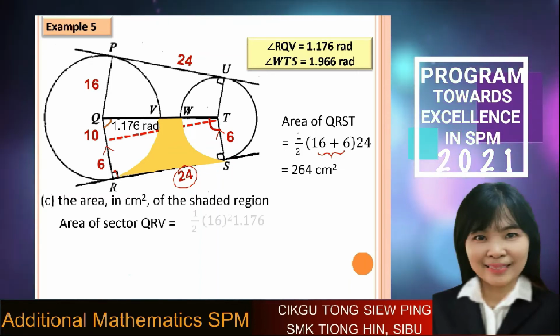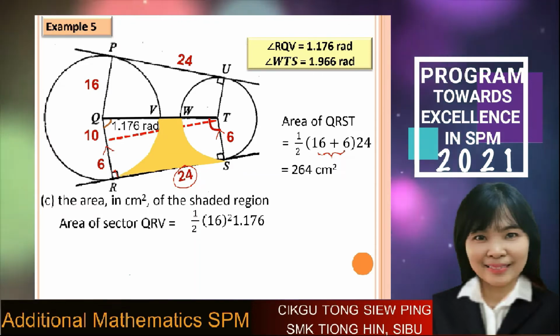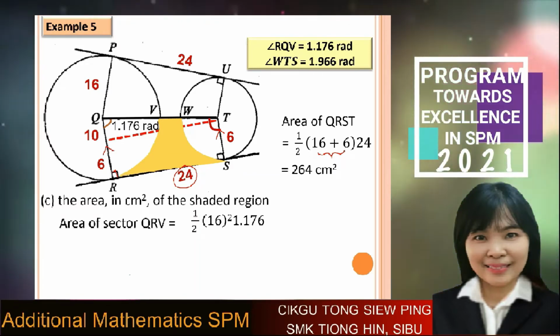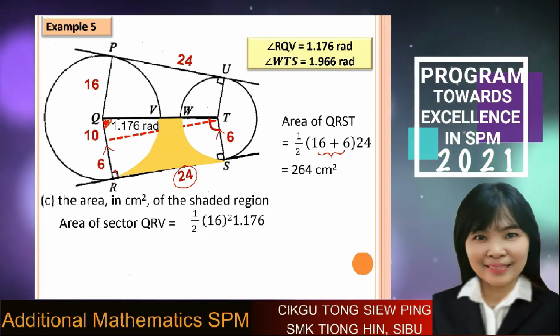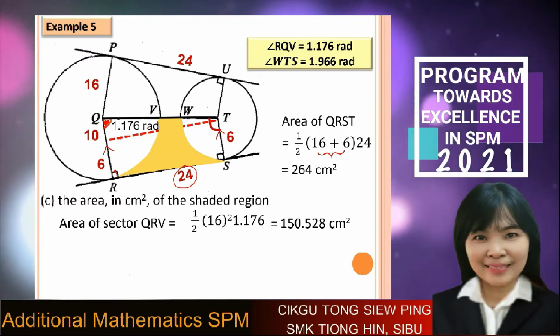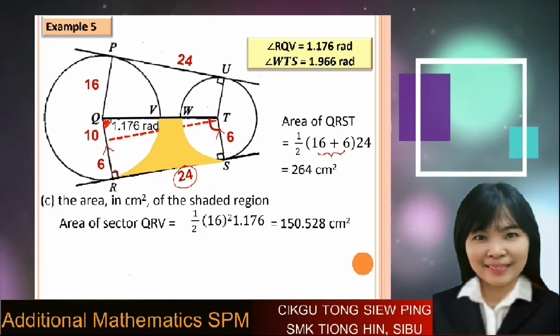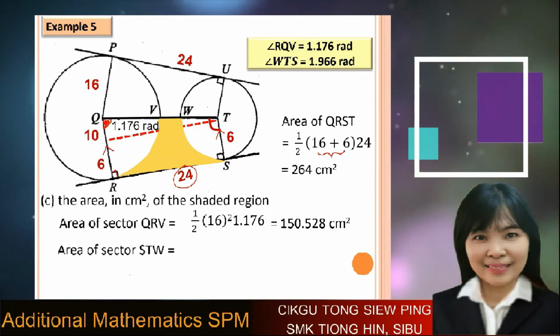Next, we find the area of the sector RQV first by using the formula 1 over 2 R square theta. Substitute in the radius QR into the formula, that is 16, and multiply with the angle here, 1.176, and solve it. We get the answer 150.528 centimeters square.